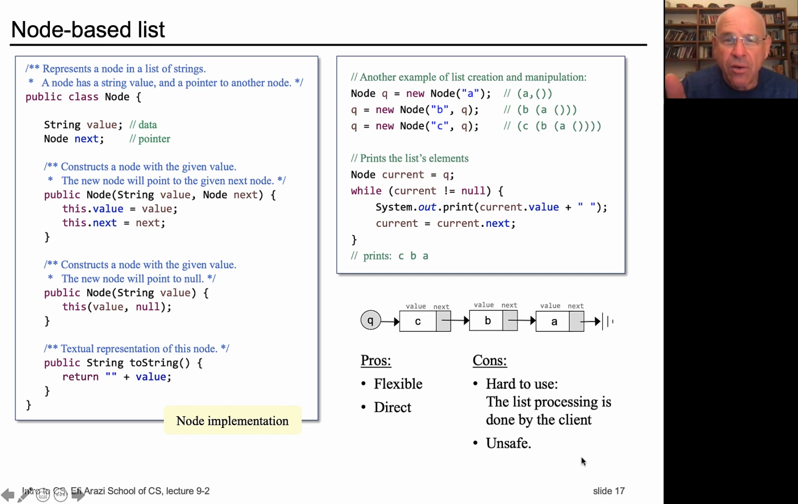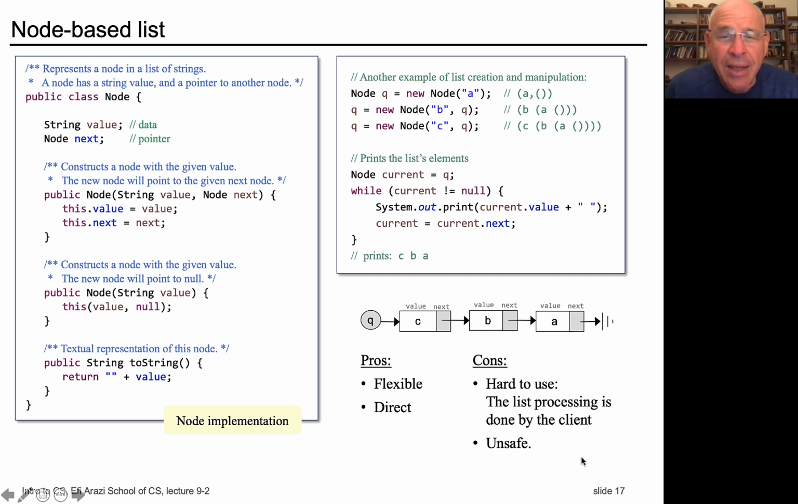I have to write loops, and that's a simple thing. Suppose I want to delete something in the middle of the list or whatever, I have to do hard work as a client. I would expect the person who wrote the list implementation to give me these capabilities. I don't want to do it on my own.